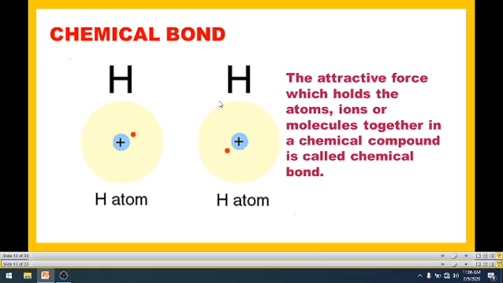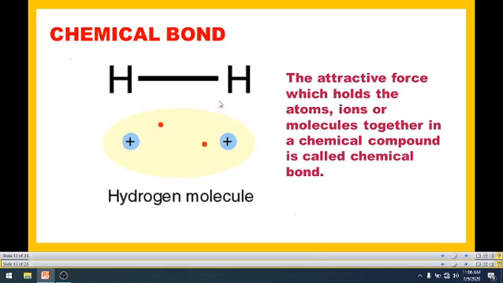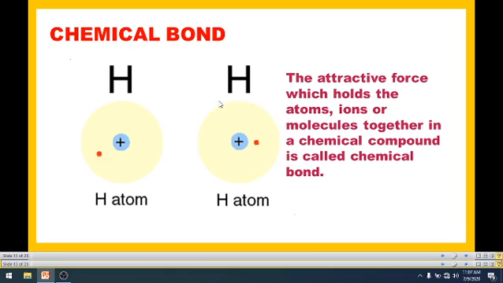Okay, so now let us discuss chemical bond. What is a chemical bond? A chemical bond is nothing but an attractive force which holds the atoms, ions or molecules together in a chemical compound. When two or more elements combine to form a compound, there is an attractive force between the atoms. That attractive force is called a chemical bond. Here you can see this example. Two hydrogen atoms combine to produce a hydrogen molecule. There is an attractive force between these two hydrogen atoms. That attractive force is called a chemical bond.